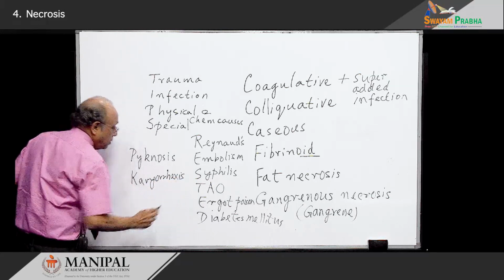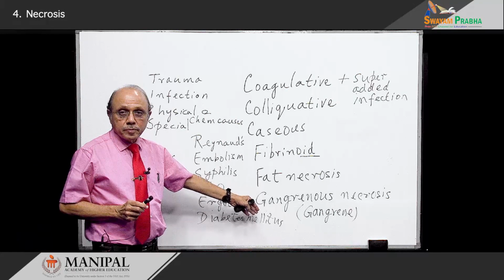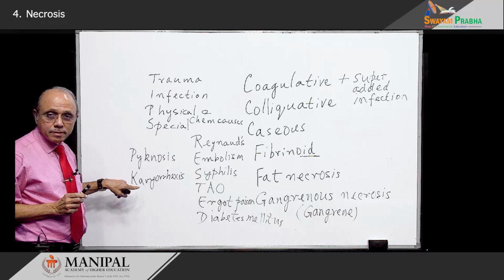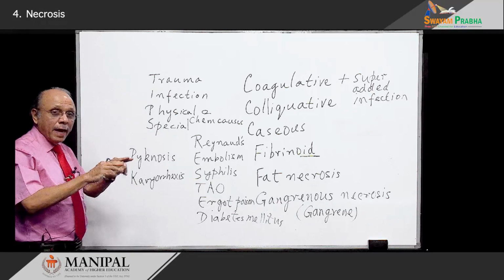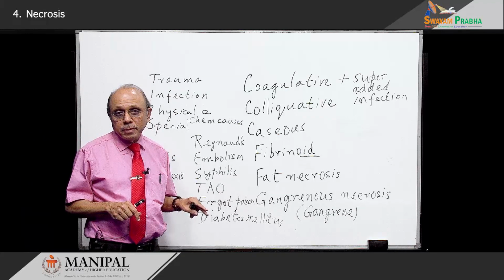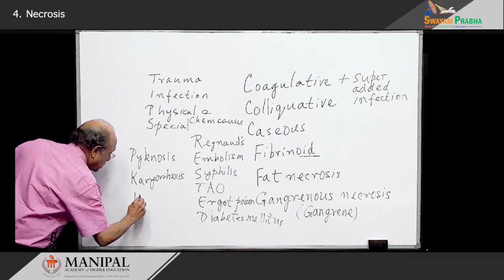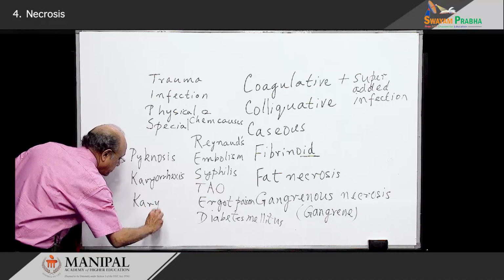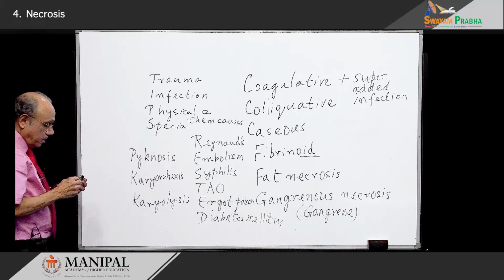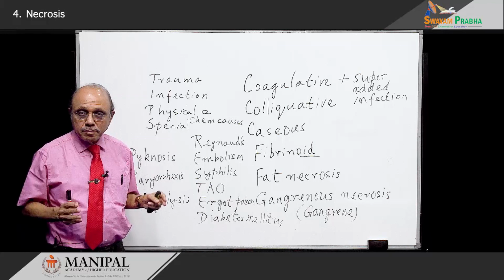The second nuclear change, no matter what type of necrosis is happening, is karyorrhexis. Hexis means fragmentation, nuclear fragmentation. And the third is karyolysis. That is, the nucleus disappears, gets lysed.